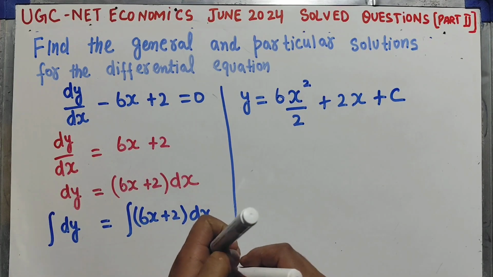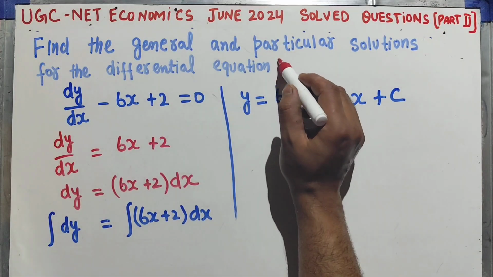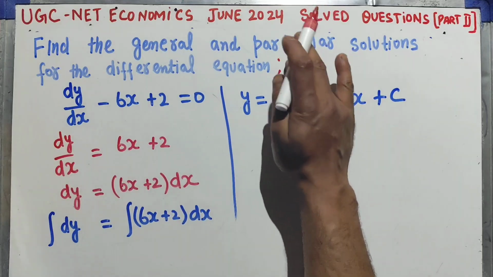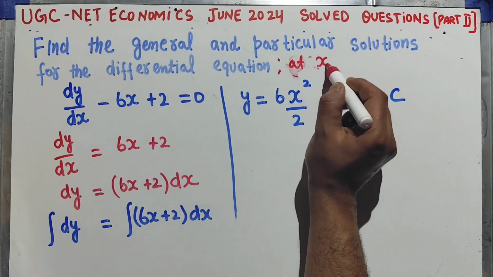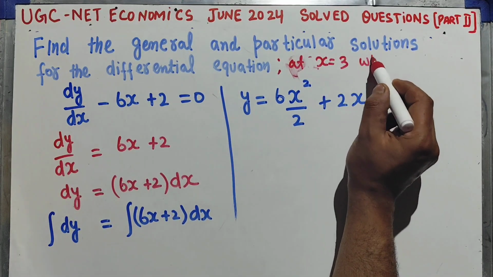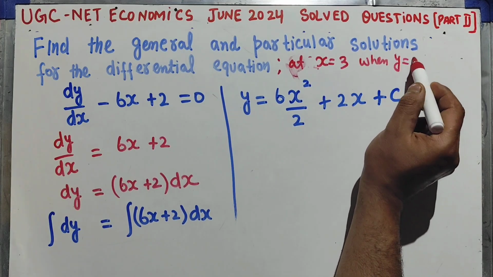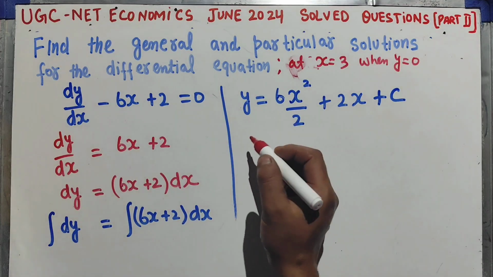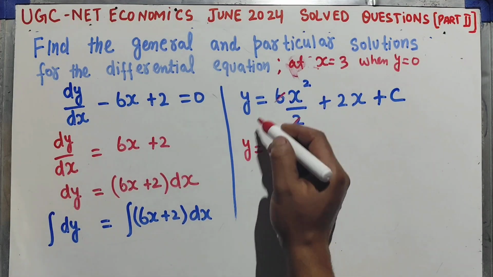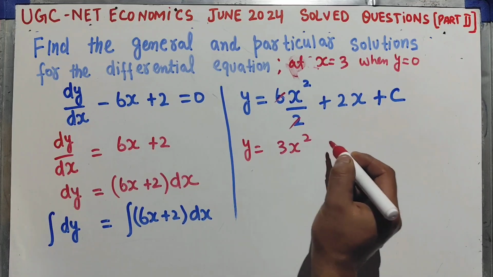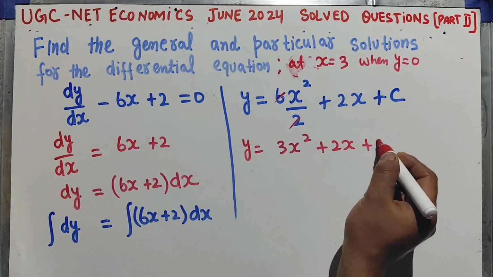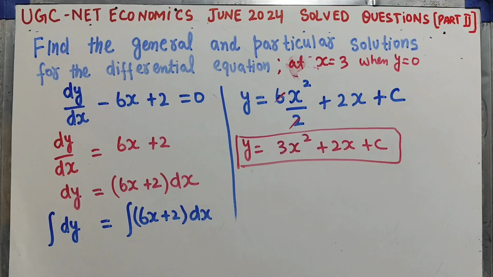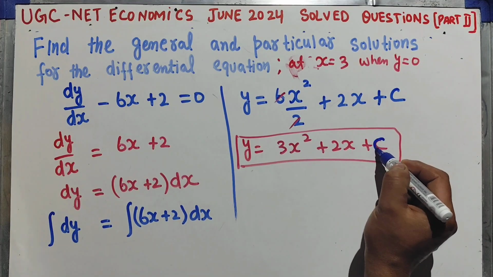We were also given the initial conditions. I forgot to write that. At x equal to 3, y is equal to 0. This was the full question; I forgot to write this part. So y will be equal to 3x squared plus 2x plus c. This is our general solution, but we need to find out the particular solution. That is, we need to find out the value of c here.